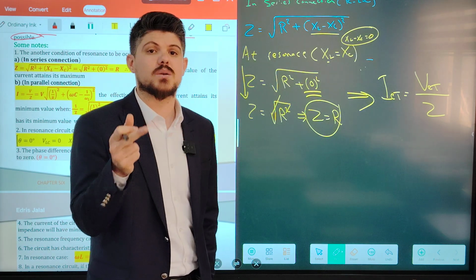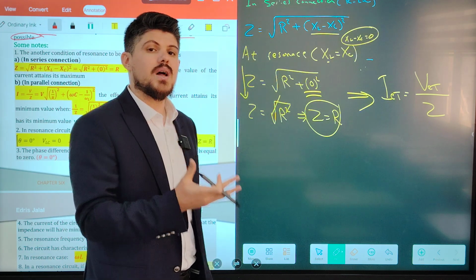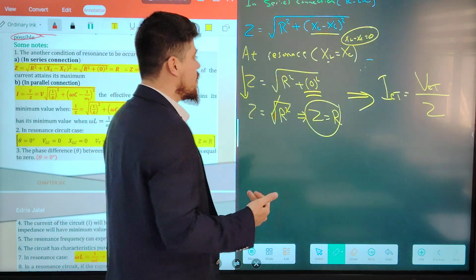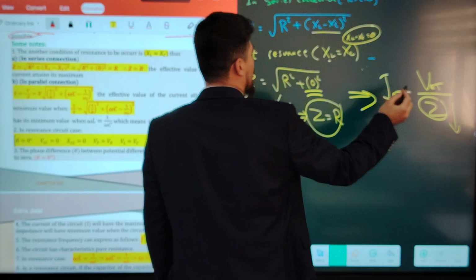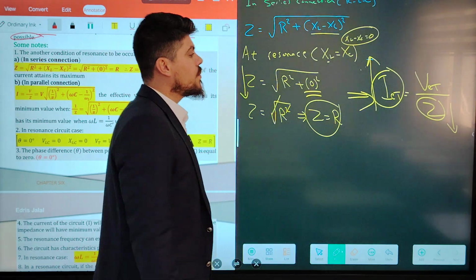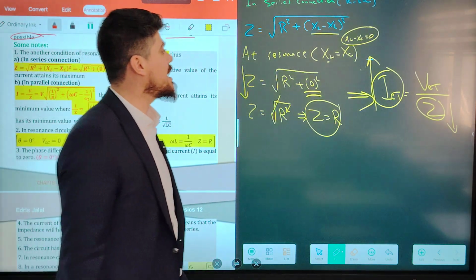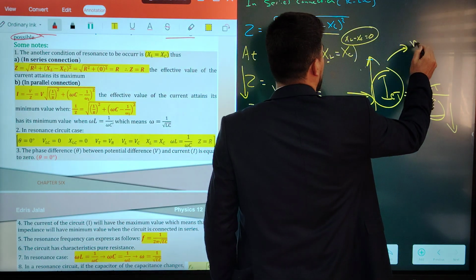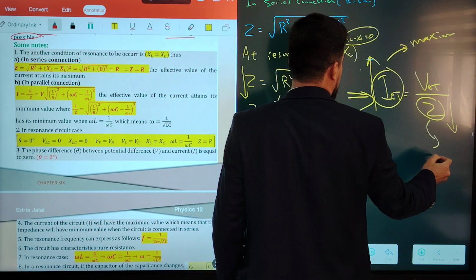Okay, why? Because XL is equal to XC and they cancel each other. So as a result, the value of total impedance decreases. When the value of total impedance decreases, guys, what happened to the current? When VE total is constant, the value of the current reaches maximum. Current becomes what? Maximum. How about Z?